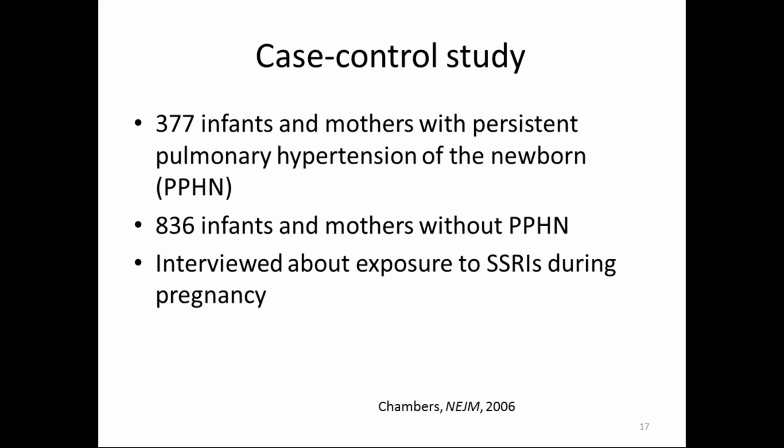For my example case control study, this is a study of persistent pulmonary hypertension of the newborn. I know we have a neonatologist here, so I will try not to butcher this, please correct me if I'm wrong. My understanding is it's a disorder where the transition from fetal to non-fetal circulation doesn't quite work right. So we have cases. Luckily, this is pretty rare because it's a bad condition.